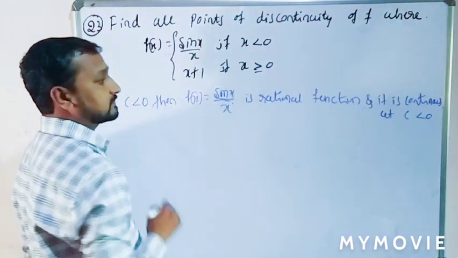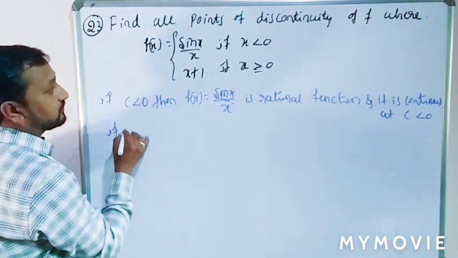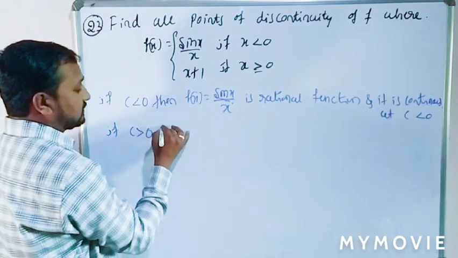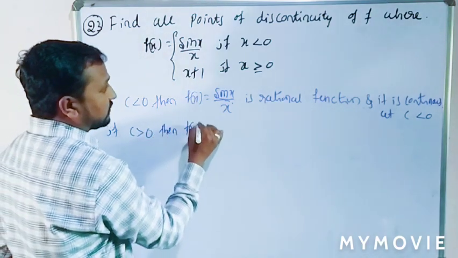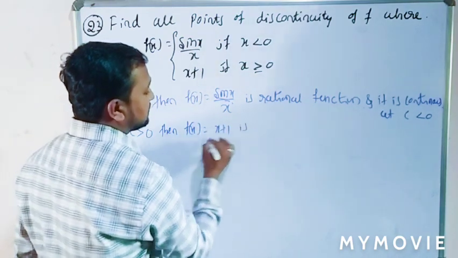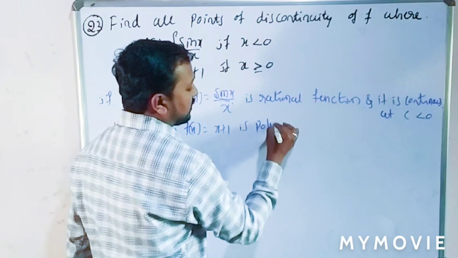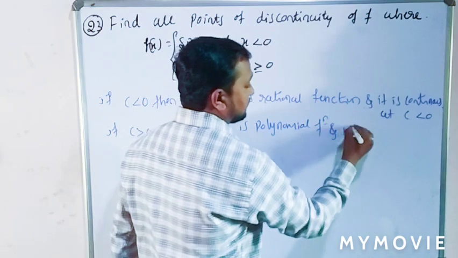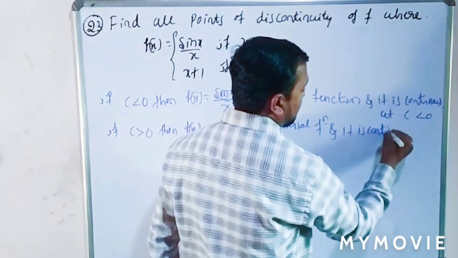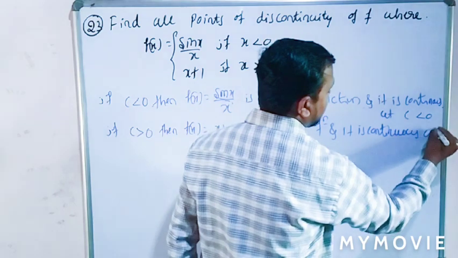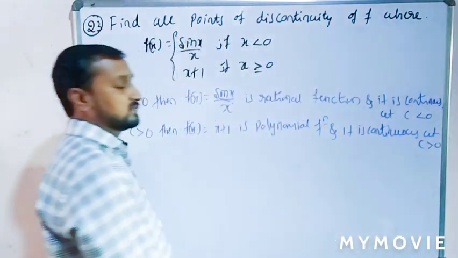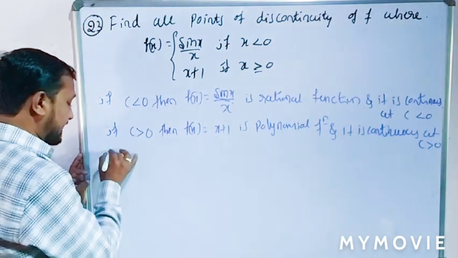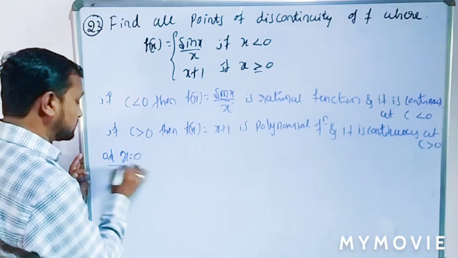Next, for every real number c greater than 0, f of x is x plus 1. This is a polynomial function and it is continuous at every real number c greater than 0. And we check at x equal to 0.